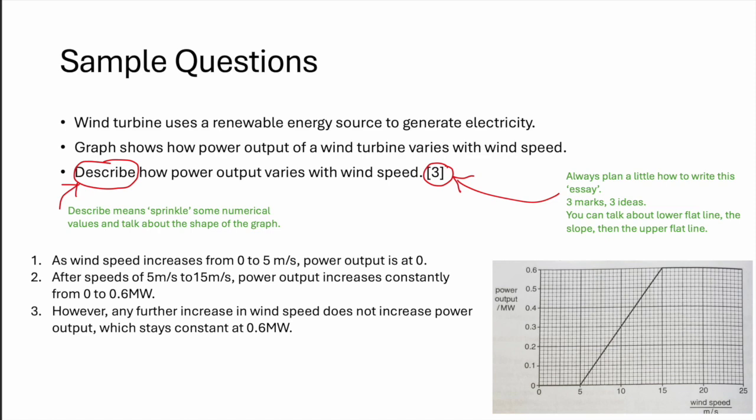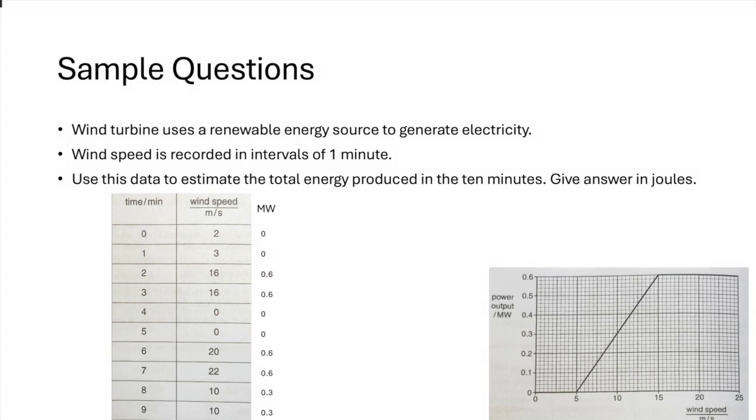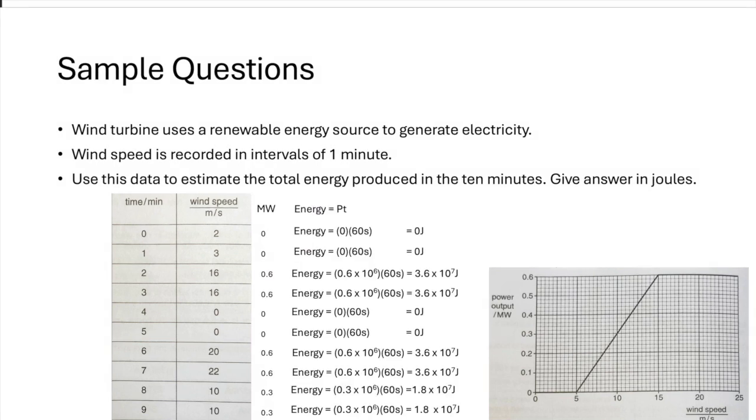Okay, wind speed is recorded at 1 minute intervals, shown in this table. Estimate the total energy produced in the 10-minute interval. Give the answer in joules. Using the graph, you can plot the power output, then calculate the energy generated for each second, which will be in joules. Then you tabulate all of them up, and this is the answer.